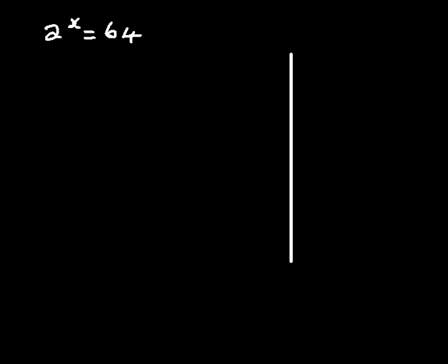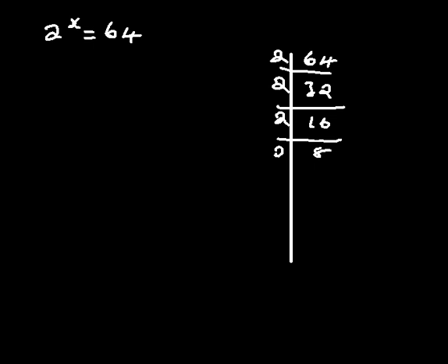Anyway, so in this case we have 64, and what is 2 into 64? We have 32. And 2 into 32, we have 16. And 2 into 16, we have 8. 2 into 8, we have 4. 2 into 4, we have 2, and like that. So in this case, 64 is the same as 2 to the power 1, 2, 3, 4, 5, 6. That is 2 to the power 6.